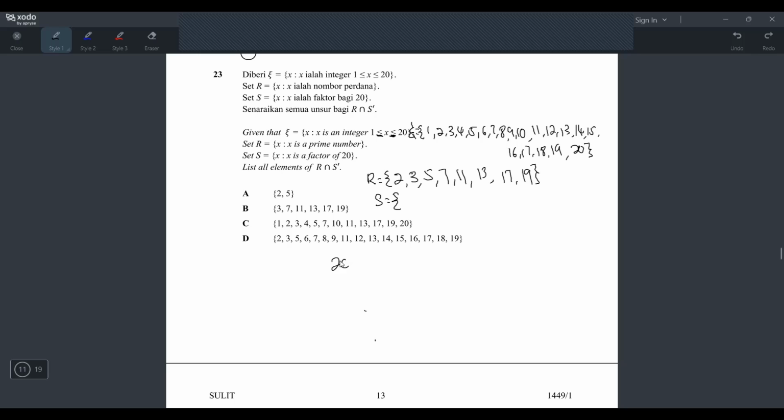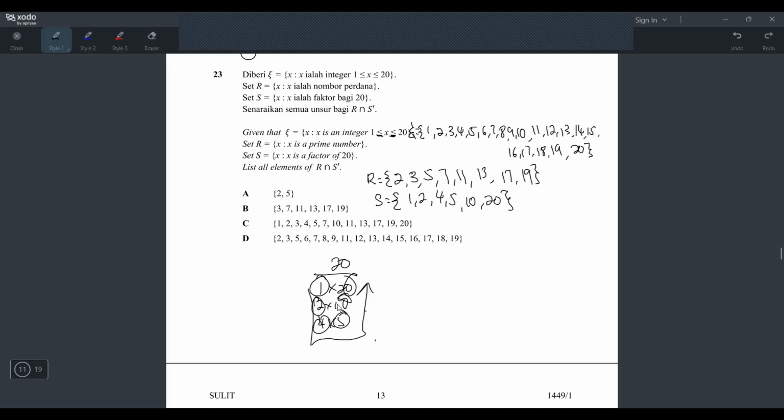Okay, what about S? Factor of 20. List down all the factor of 20 lah. So 1 times 20, 2 times 10, 3 tak ada, 4 times 5 also 20, and then 5 times 4 and 4 times 5 sudah repeat. So what are the factors of 20? 1, 2, 4, 5, 10, 20. So write down 1, 2, 4, 5, 10, 20.